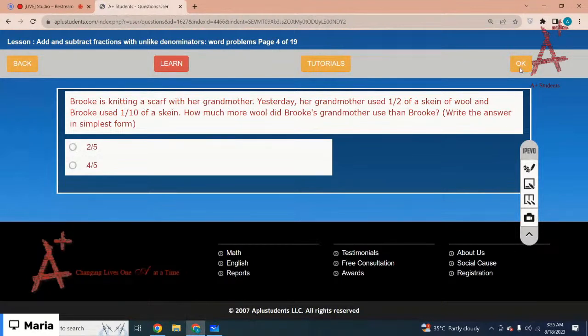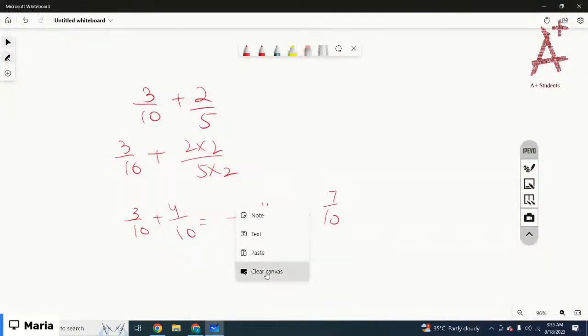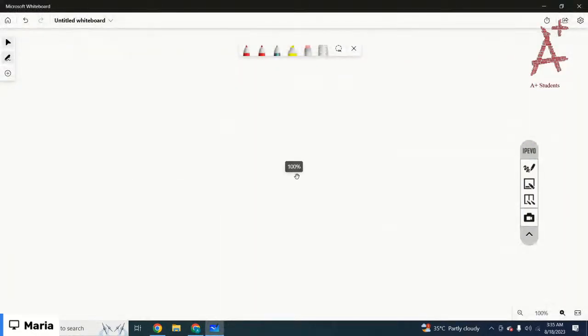So her grandmother used half a skein of wool, and Brooke used 1/10. So you have to subtract Brooke's 1 over 10 minus 1 over 2. So 2 times 5 makes 10. Hmm.